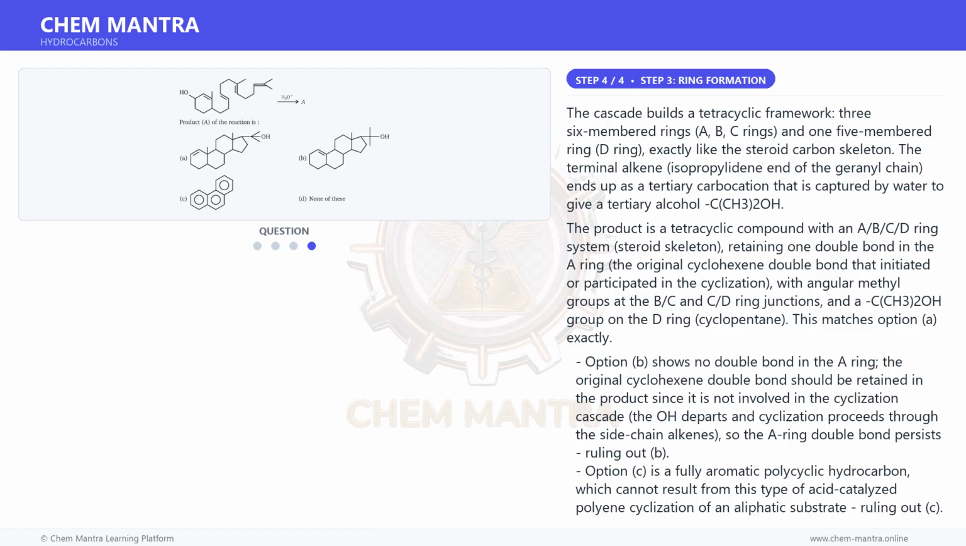Option B shows no double bond in the A ring. The original cyclohexene double bond should be retained in the product since it is not involved in the cyclization cascade. The OH departs and cyclization proceeds through the side chain alkenes, so the A ring double bond persists, ruling out B. Option C is a fully aromatic polycyclic hydrocarbon, which cannot result from this type of acid-catalyzed polyene cyclization of an aliphatic substrate, ruling out C.